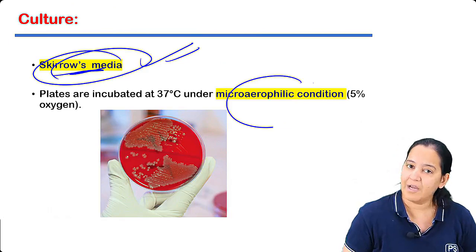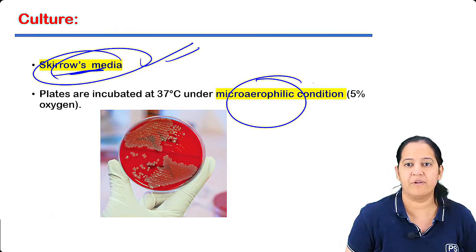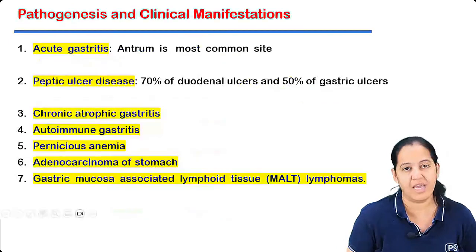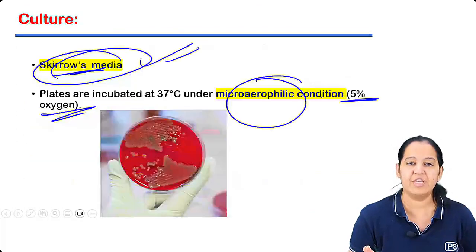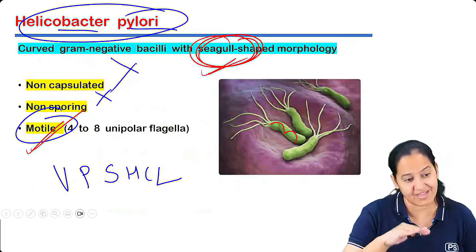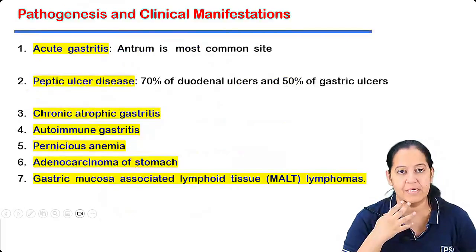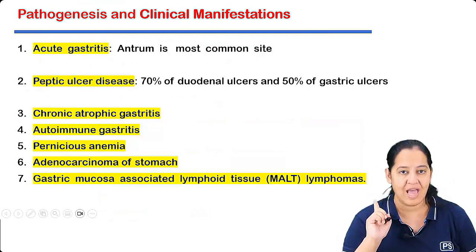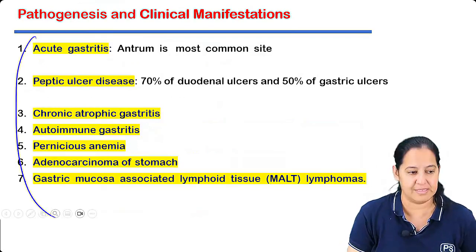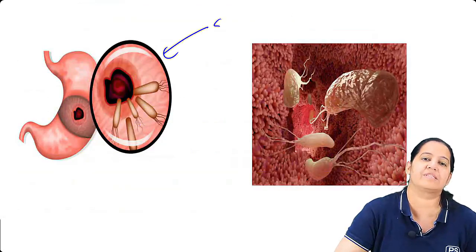And it is microaerophilic. I already told you, microaerophilic. It requires 5% oxygen. Okay? Diseases. So I'm teaching you the diseases of Helicobacter, and after that I will teach you the diseases of Campylobacter. Helicobacter causes 7 diseases, all 7 in the same organ, the stomach.